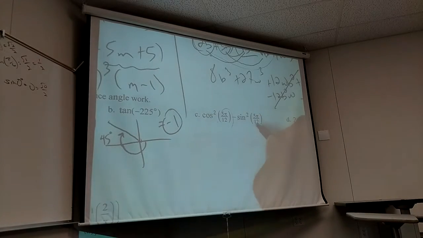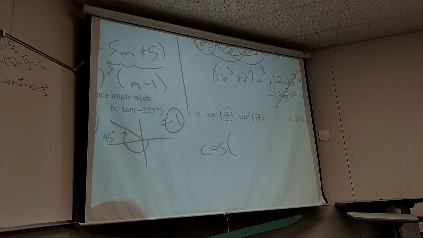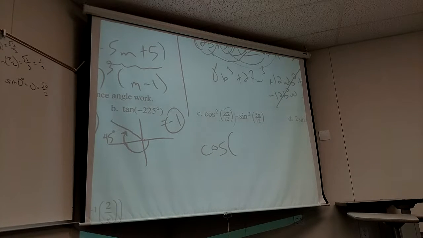How can I rewrite this going backwards? I have cosine squared of 5 pi over 12 minus sine squared of 5 pi over 12. So it's equal to cosine of twice 5 pi over 12. What's a in this case? 5 pi over 12. And what's twice 5 pi over 12? 5 pi over 6. And that's an angle we know.